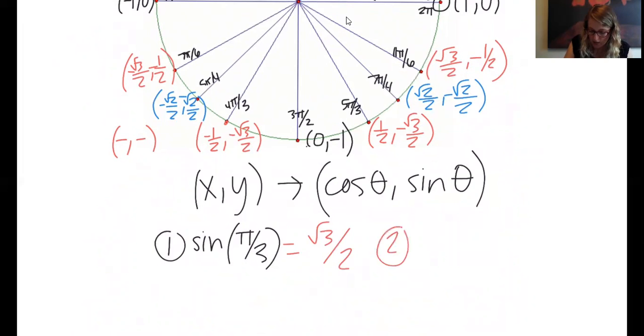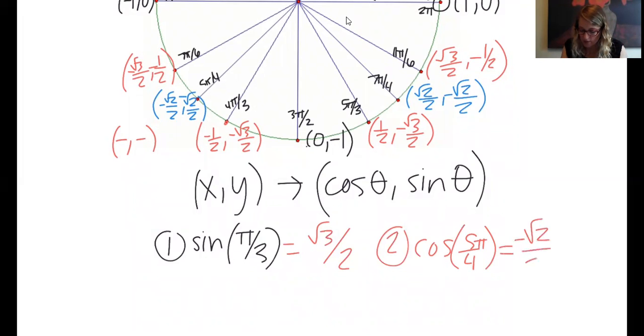And I could say, what is the cosine of 5 pi over 4? And you would look, 5 pi over 4 is down in the corner in blue. Cosine is x. So the answer is negative square root of 2 over 2. This could go on and on. There's so many questions you could be asked. You can actually have negative angles by going down instead of up, or instead of counterclockwise, going clockwise. But that's for another day.